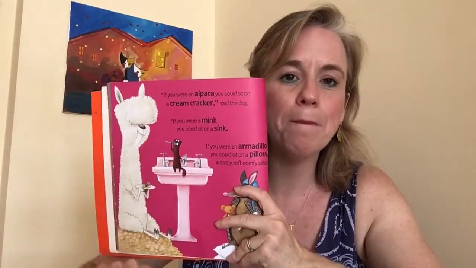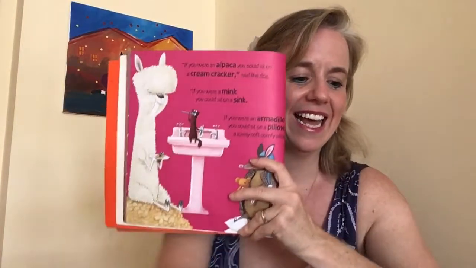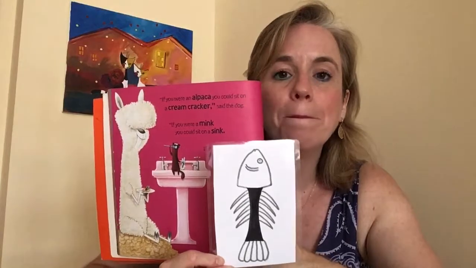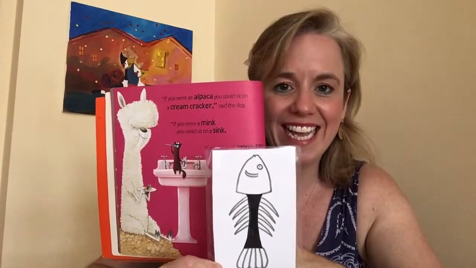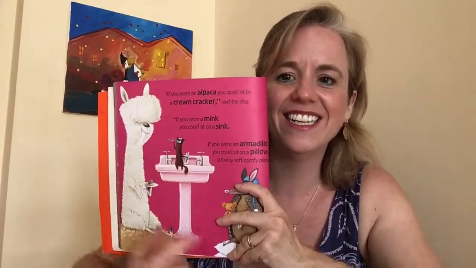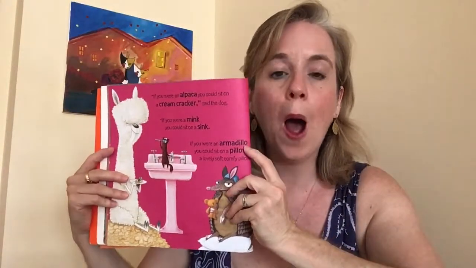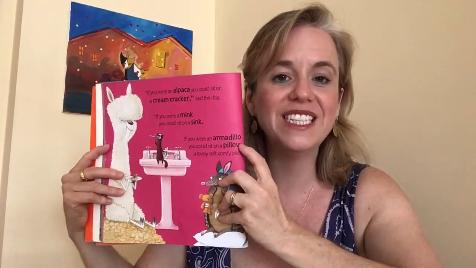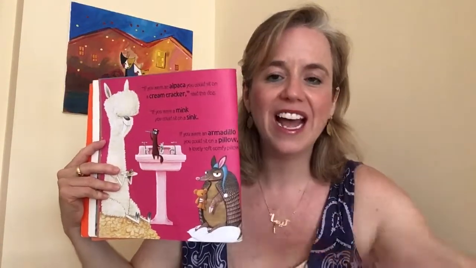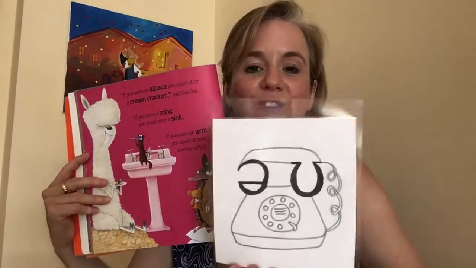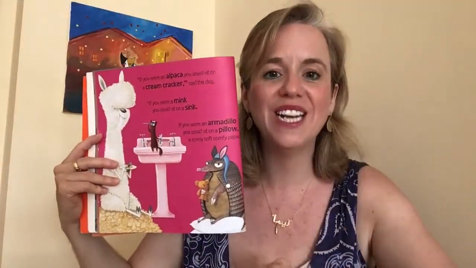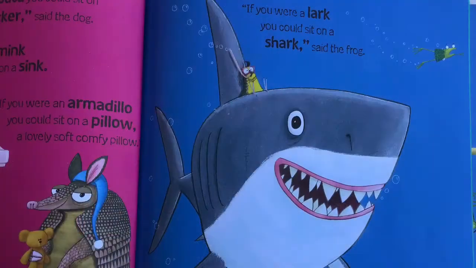Next one is mink and sink. And this is the I sound, I, yeah? Mink, sink. Good. All right, we go over to armadillo and pillow. And here we're looking at the last vowel sound. Yes, armadillo and pillow. And here we have the O from telephone. Do you remember? O. Armadillo, pillow.